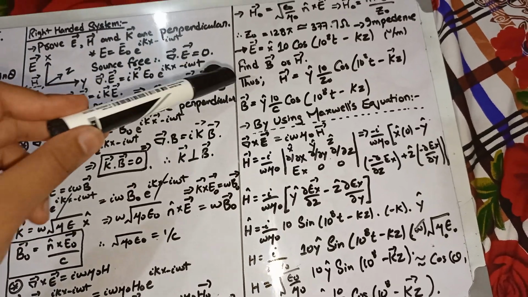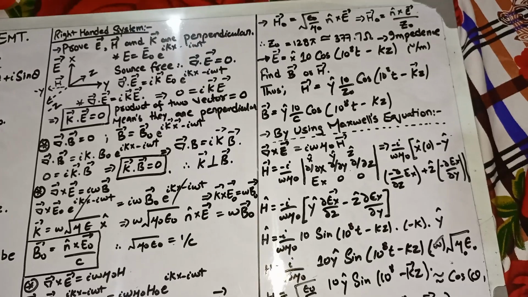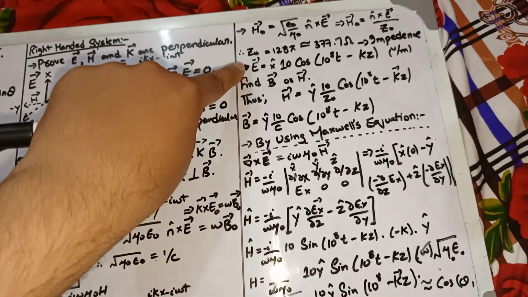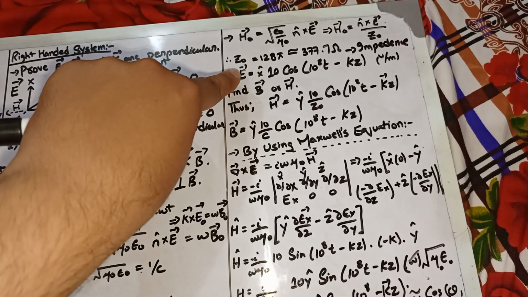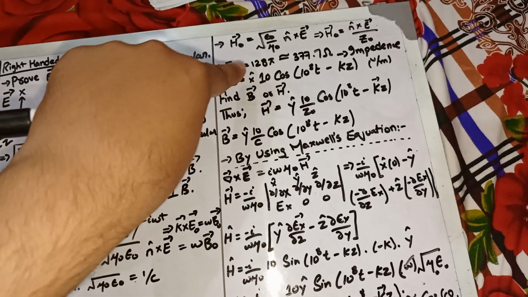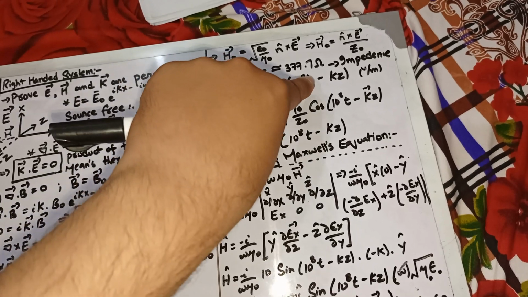Basically, let me show you this. This is our electric field value, and we have to differentiate it. The electric field in the x direction is 10 cos(10^8 t - kz).